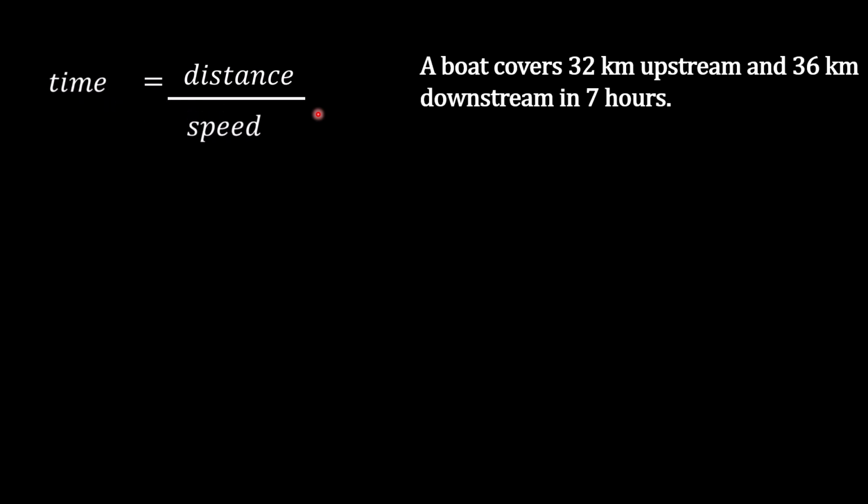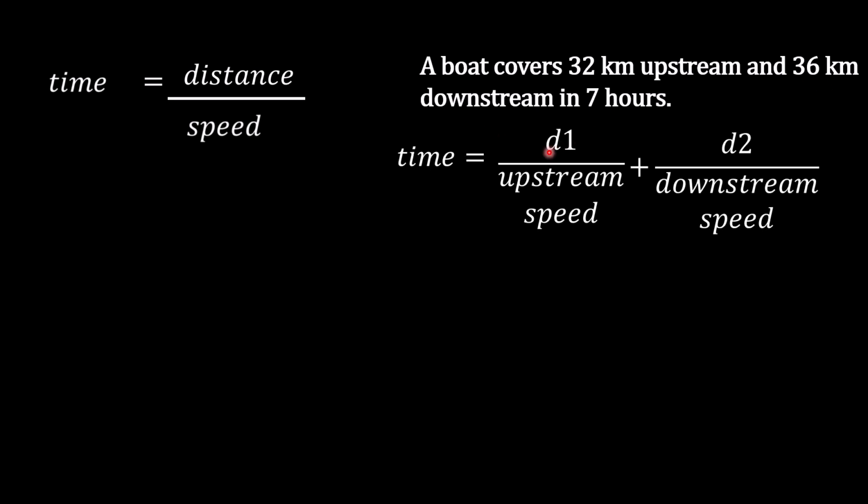We know that speed is equal to distance by time. Rearranging these values, we get time is equal to distance by speed. This is the first statement in this question, so we have to convert this statement into this format. A boat covers 32 kilometers upstream and 36 kilometers downstream in 7 hours. So in 7 hours, time is equal to distance in upstream divided by upstream speed plus distance in downstream divided by downstream speed.